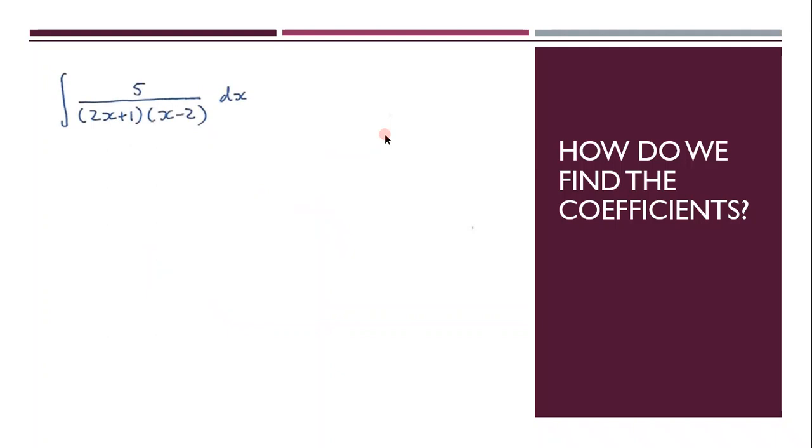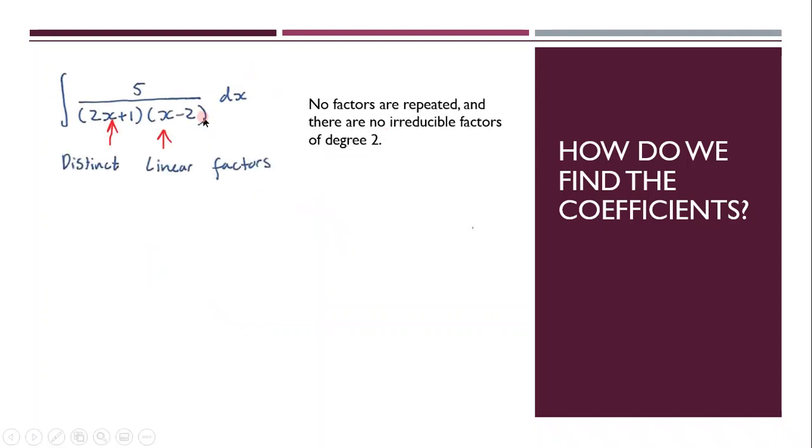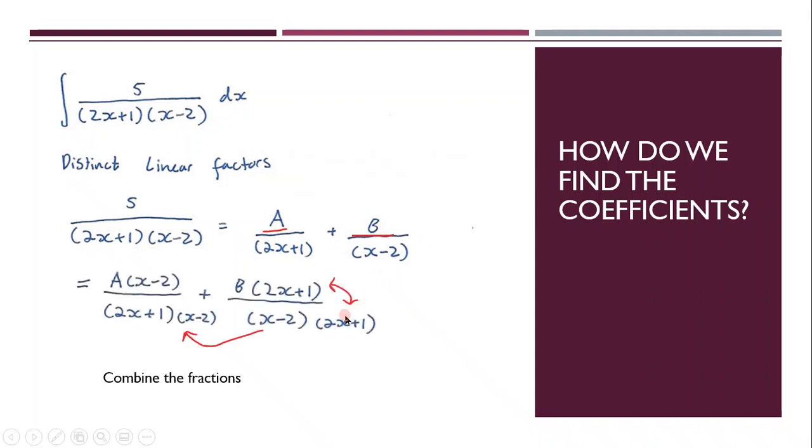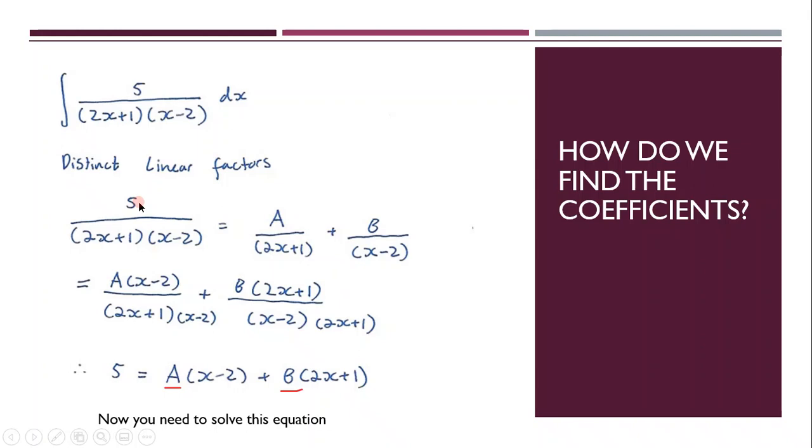Let's do an example to demonstrate this. So as you can see, there are no repeated linear factors, and there are no irreducible factors of degree 2, so we have distinct linear factors, which means that we need to split our rational function into these two partial fractions with their own respective coefficients. And so what we now need to do is combine the fractions to equate the denominator. So then what we can do is we can equate the numerator, and then we can find the coefficients.